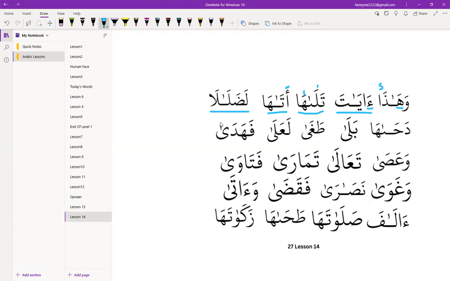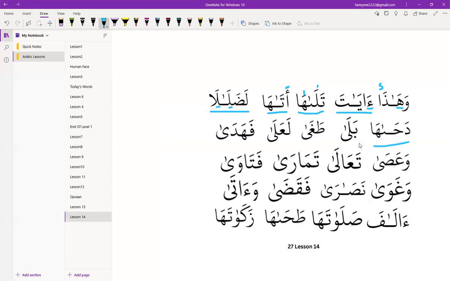La dalala, la dalala. MashaAllah. So we have the la and also the la here as well, because the la here was followed by a long alif with no hamza. So we have two la dalala.